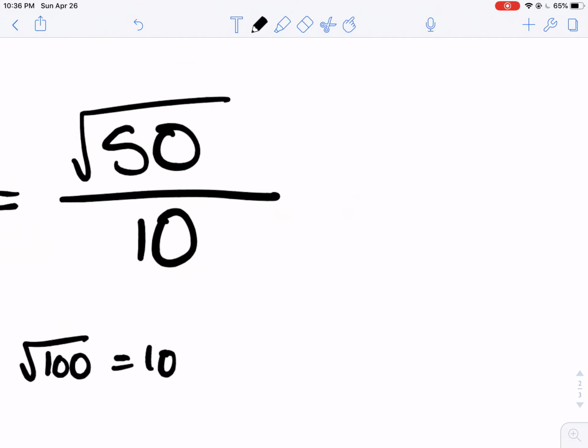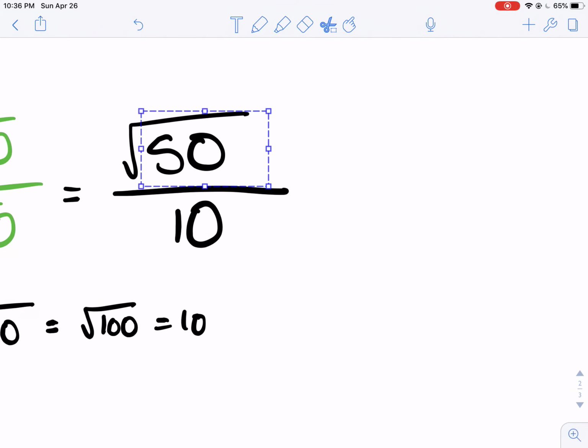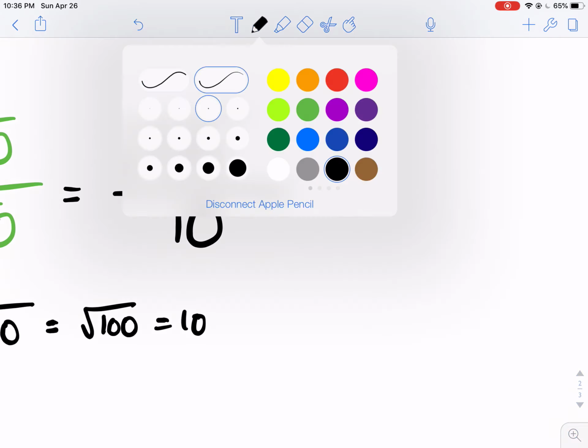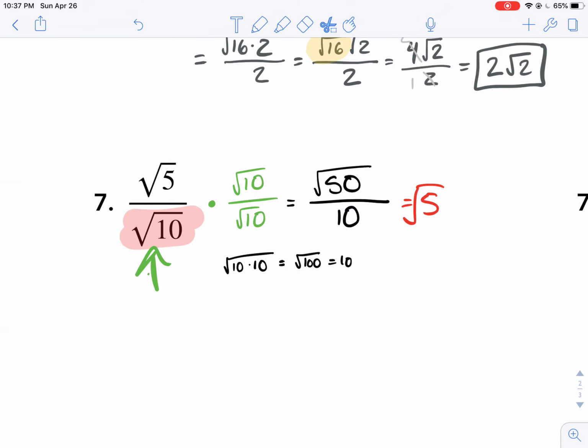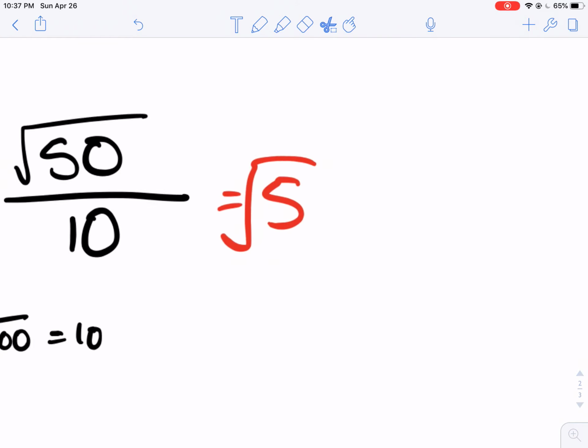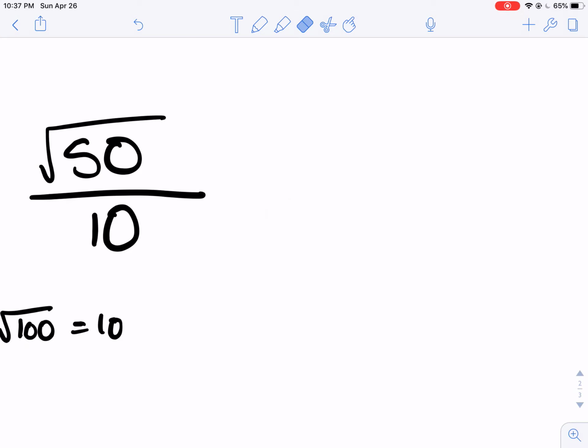Okay, so here, I look at this 50 divided by 10, and I can't just say, oh, that's 5, because 50 divided by 10 is 5. That is not going to be the case, because we've got this radical here. And that's not even the same thing as the square root of 5. To keep that radical here, we can't do that either. We started with the square root of 5 and the square root of 10, we can't just pretend that didn't happen. So this is not the right way to go.